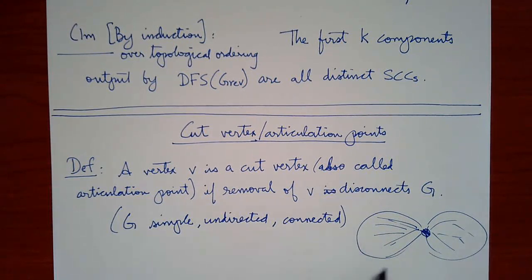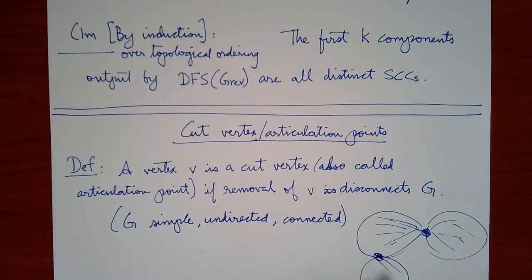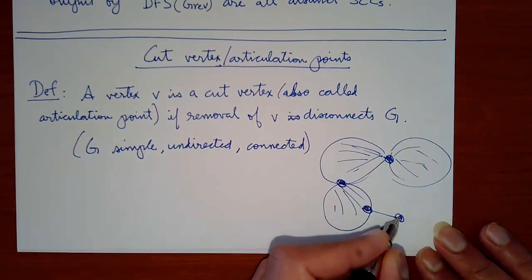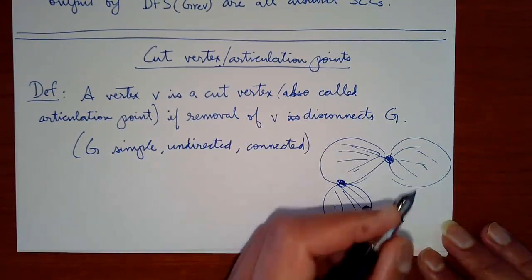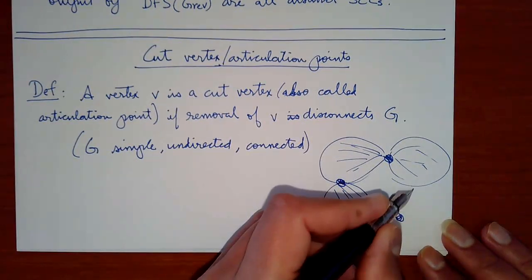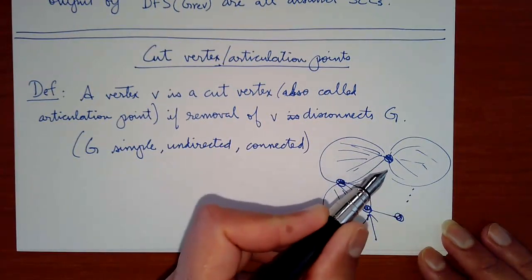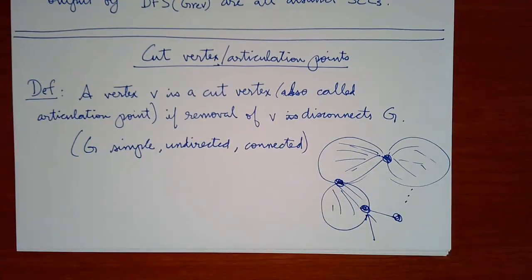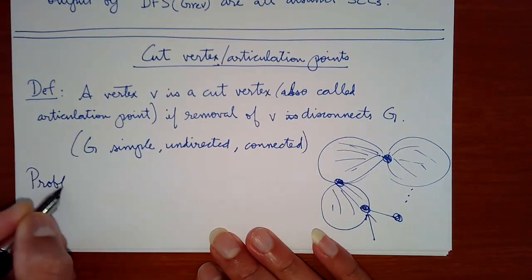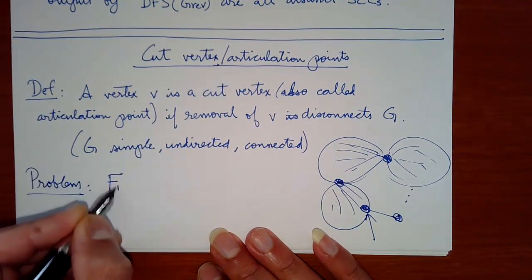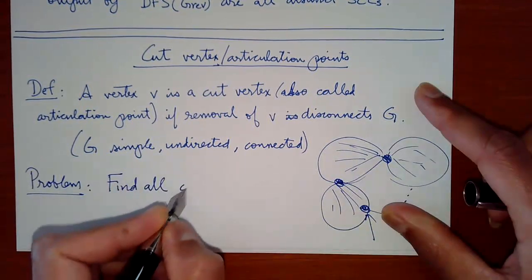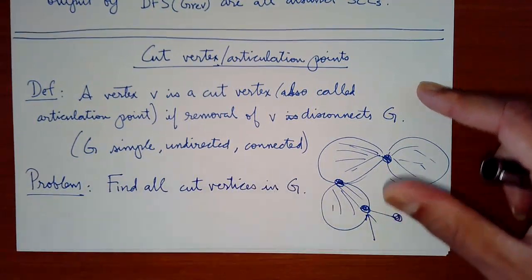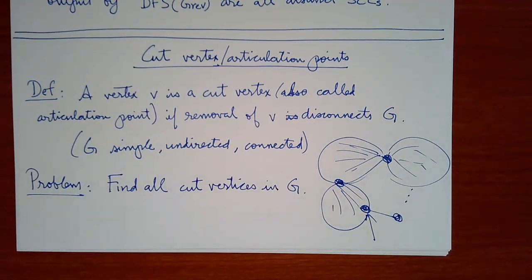right? And so a graph could have many cut vertices. So maybe you have another cut vertex here. For example, if you had a single edge going in from there, then this vertex would be a cut vertex, so on and so forth. Of course, if this connected back into this, then this vertex is not a cut vertex anymore, because there's a path that goes along. And so the problem is find all cut vertices in G. Okay.